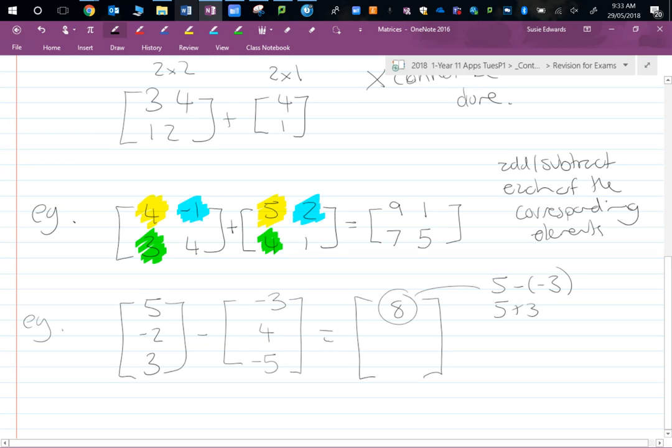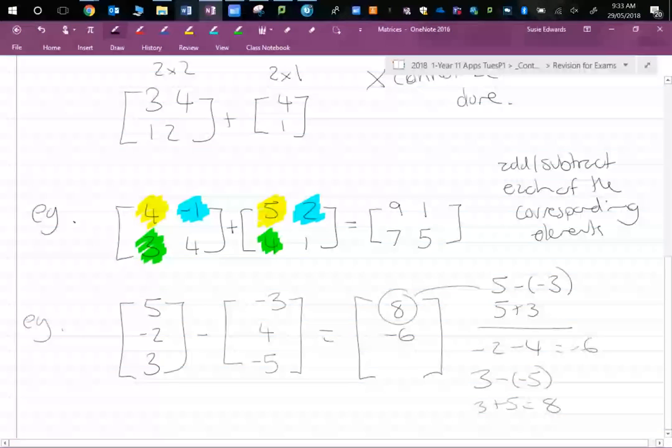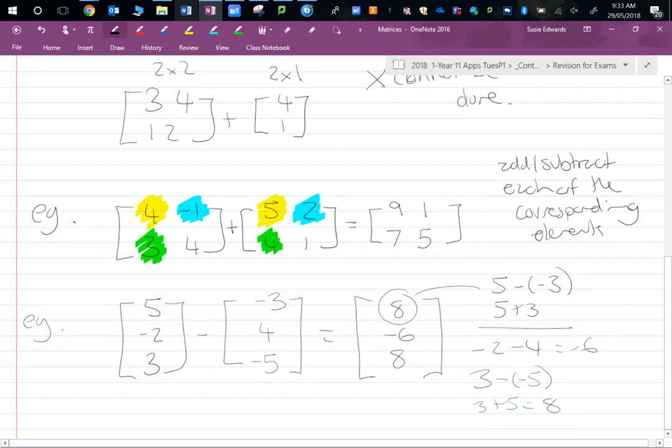So -2 take 4 is -6. 3 take -5 is 8 again, because it's 3 plus 5. So that's where our answers come from. So again, it's just whatever position this one's in, we subtract by that, and we get our answer in the same position. Everyone okay with that?